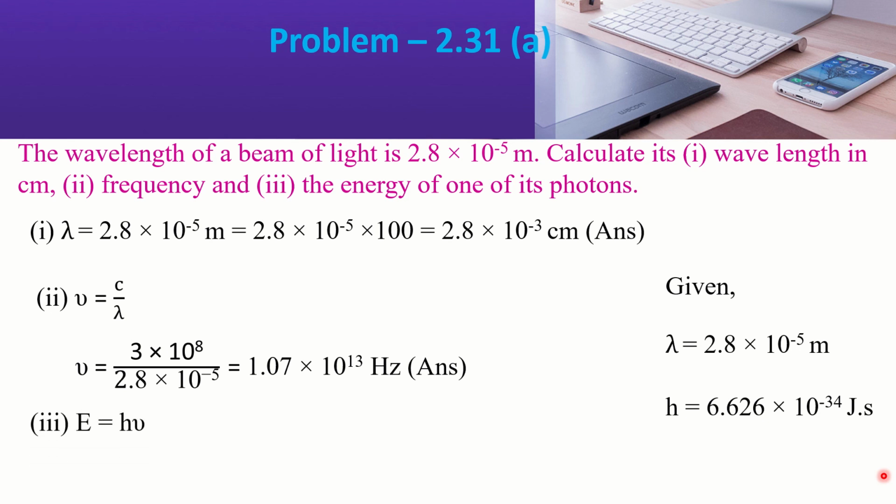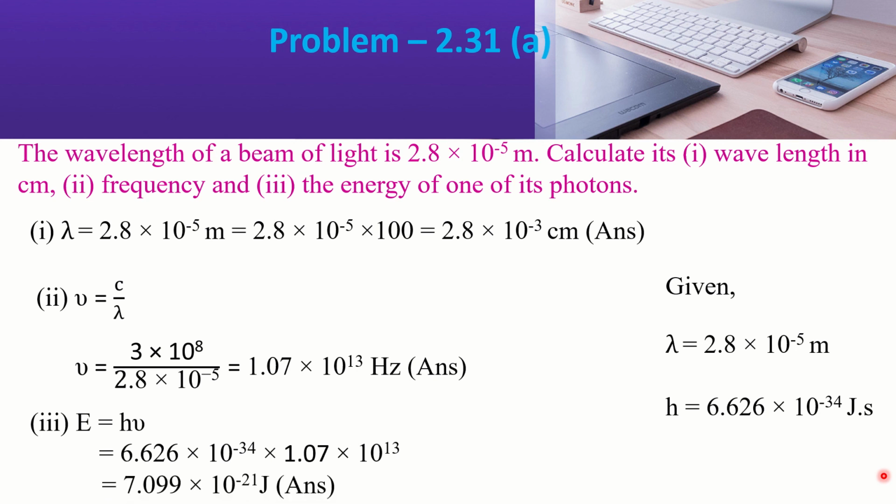And the third one, that you have to find out the energy of one of its photon, that means E equal h nu, and by putting this value, we get E equal 7.099 into 10 to the power minus 21 joule. This is the energy of one photon. So all these three are the answer of this math.